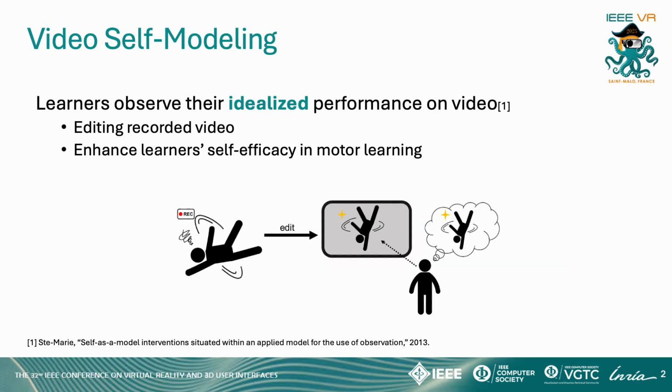Video self-modeling is a technique where learners observe their own ideal performance. Typically, it involves recording the learner's behavior and then editing it so that the performance appears improved. This approach is expected to enhance learners' self-efficacy in motor learning.